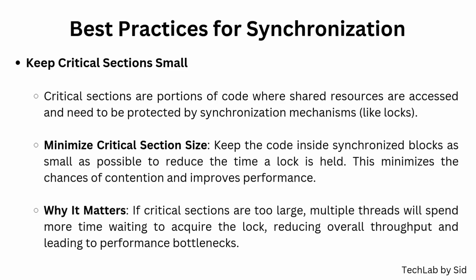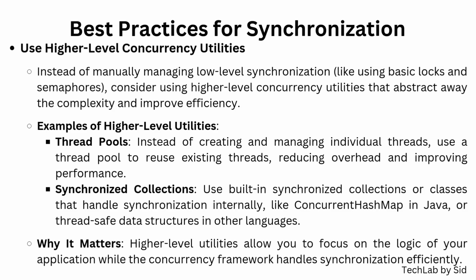Large critical sections, on the other hand, can cause threads to wait longer for access to the lock, leading to performance bottlenecks. The key here is to focus on protecting only the critical resource access and avoid adding unnecessary code inside synchronized blocks. Use higher-level concurrency utilities. Instead of manually managing low-level synchronization tools like basic locks and semaphores, consider using higher-level concurrency utilities that abstract away the complexity and improve efficiency.